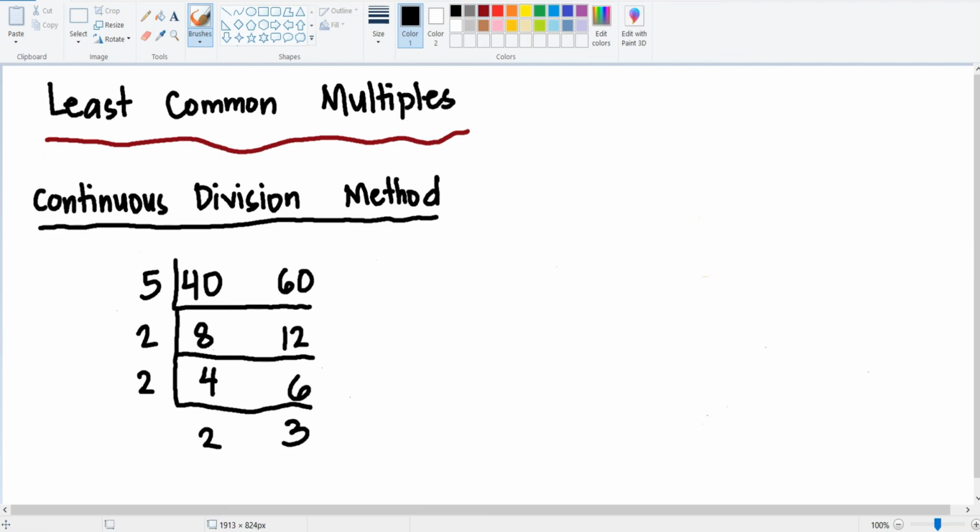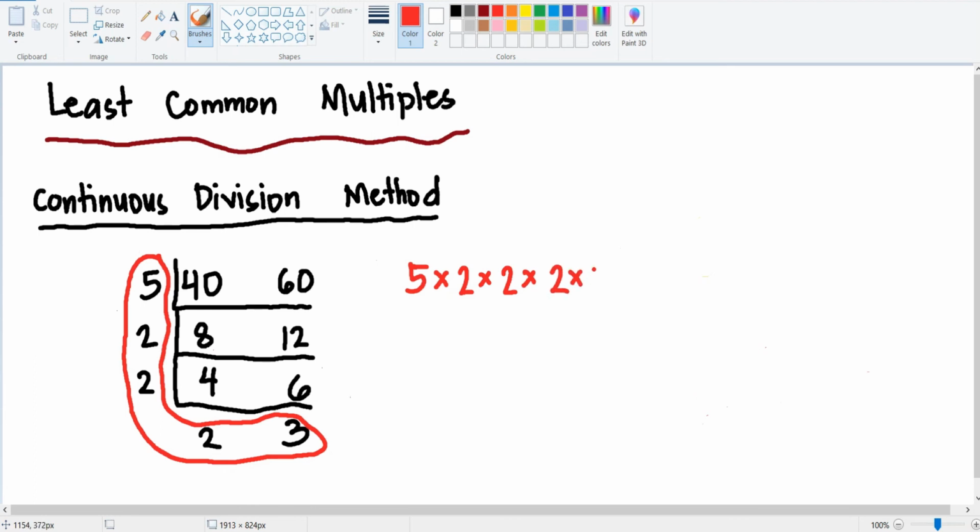Now in GCF, or greatest common factor, we only multiply all the numbers on the left side. Here in the least common multiple, we are going to multiply or include the numbers below. I call this method L multiplication. So we will multiply 5 times 2 times 2 times 2 times 3, and we will come up with 120 as our least common multiple. And that is how we find the least common multiple using continuous division.